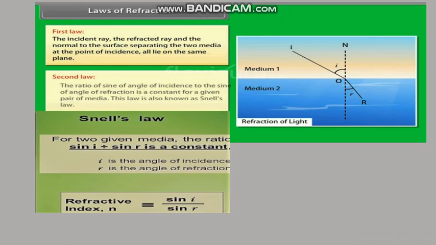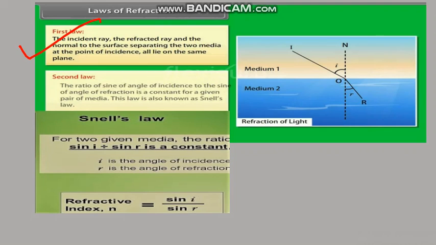Refraction of light takes place under two laws, known as the laws of refraction of light. These are: first law, the incident ray, the normal ray, and the refracted ray at the point of incidence all lie in the same plane. Second law, the ratio of sine of angle of incidence to the sine of angle of refraction is a constant for a given pair of media. This law is also known as Snell's law.